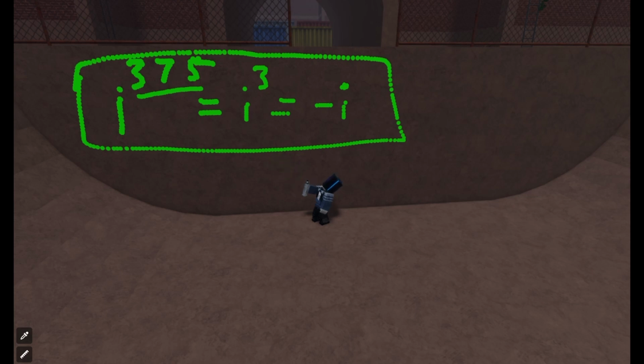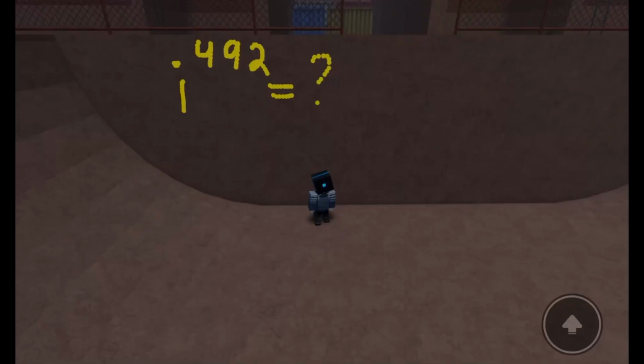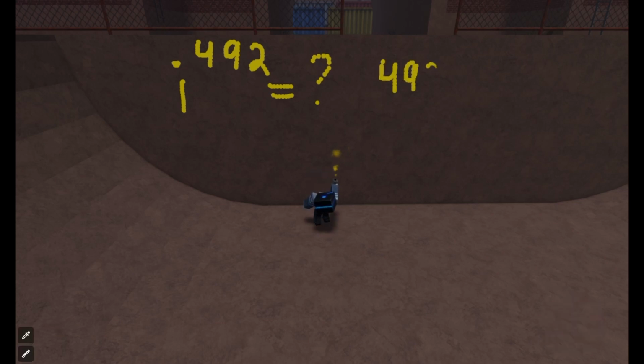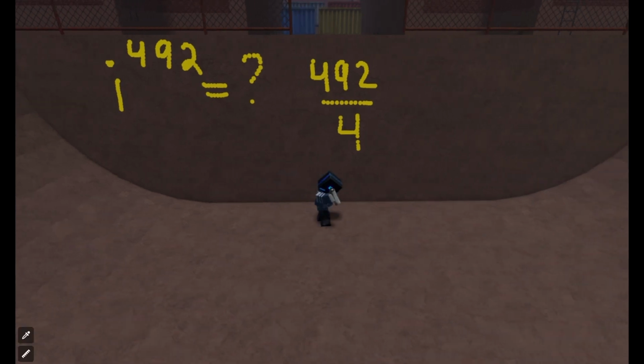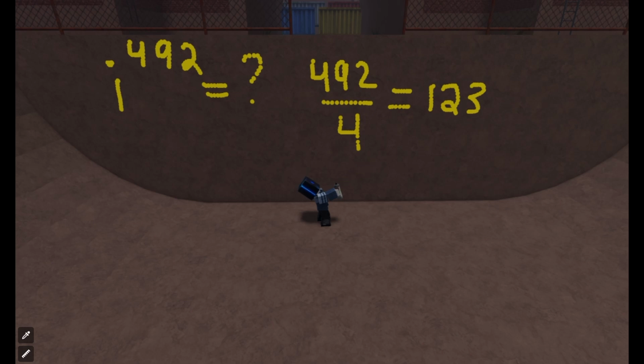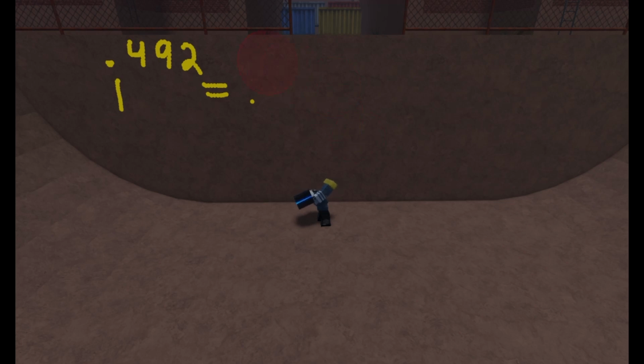Let's try the next one out. Let's try finding i to the 492 power. To do this, just do 492 divided by 4. And do that on a calculator, you get 123. So notice how there's no decimal after that. This means that 492 is divisible by 4. If your power is divisible by 4, this means that it's just equal to i to the fourth, which is just equal to 1.